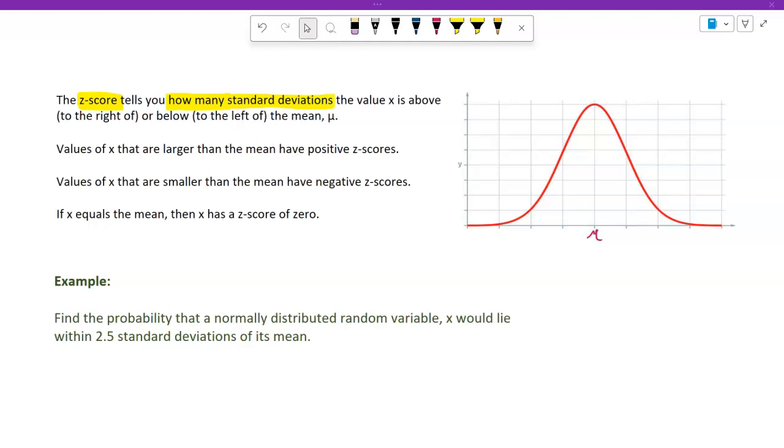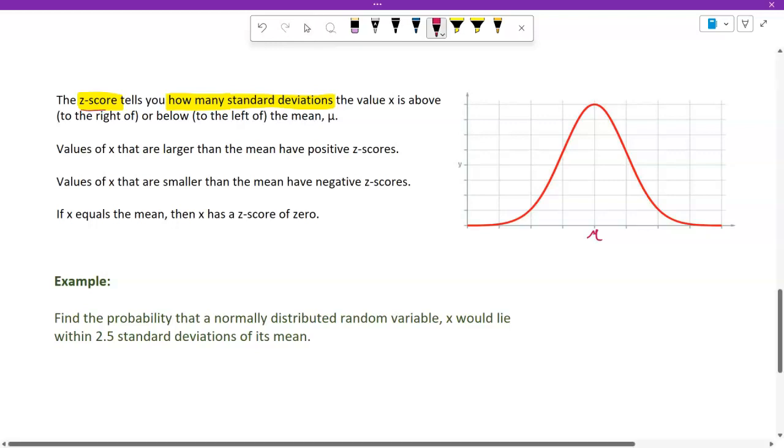Okay, let's take a minute to review what the z-score is. The z-score tells us how many standard deviations a value of x is above or below the mean. So it gives us a distance from the mean for an x value.